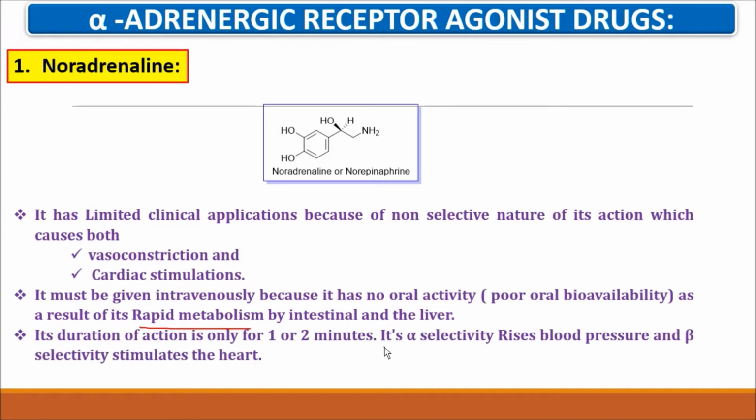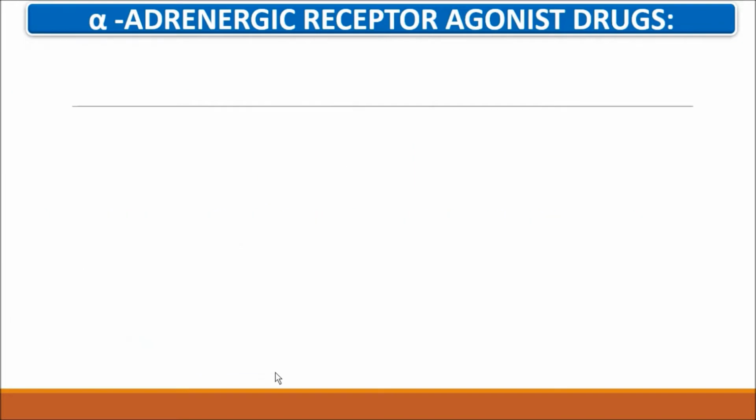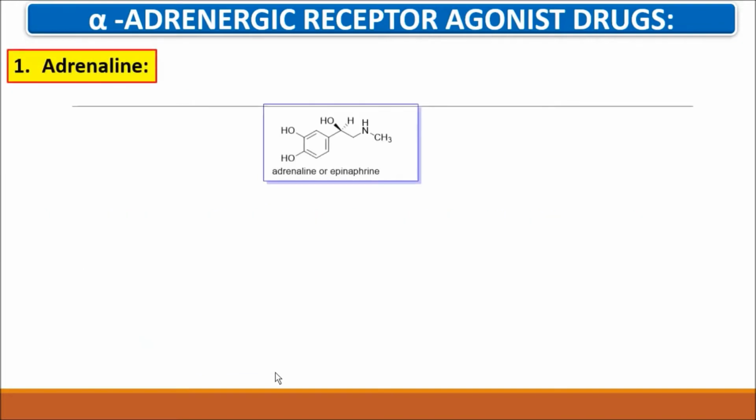So friends, the alpha selectivity of noradrenaline raises the blood pressure, and beta selectivity of the compound stimulates the heart. So this is about noradrenaline. Let's see adrenaline. What is the structure of adrenaline? In noradrenaline we have an NH2 group; in adrenaline we have an NHCH3 group. Let's see the synthesis. The synthesis is also everything the same, similar to noradrenaline.